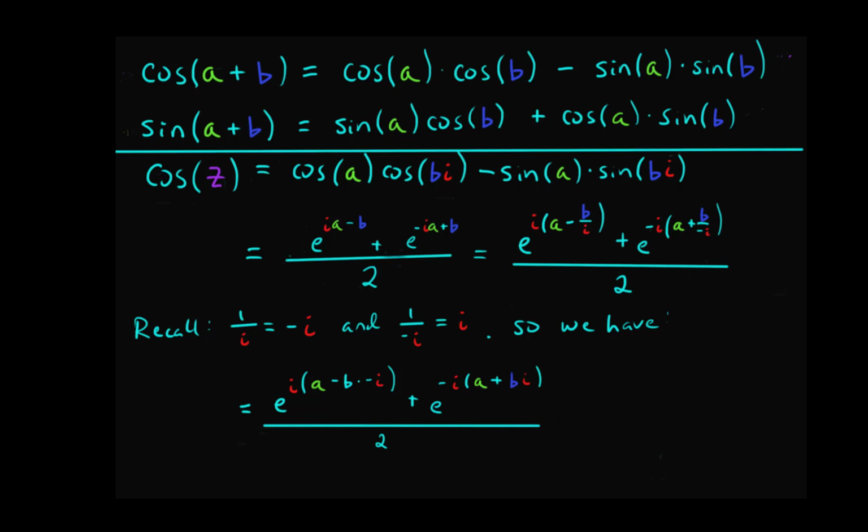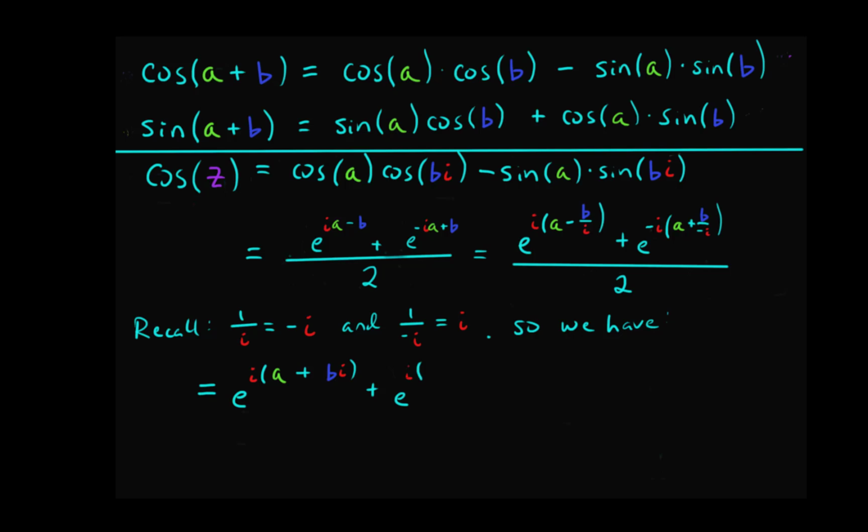Well, I hope some of you can see where we're going with this. Because now the expression would read cosine of z equals e to the i times, open parenthesis, a minus b times negative i, so a minus bi, and that double negative there, of course, just becomes a positive, so we have e to the i times, open parenthesis, a plus bi, close parenthesis, plus e to the minus i times, open parenthesis, a plus bi, close parenthesis, all over 2.